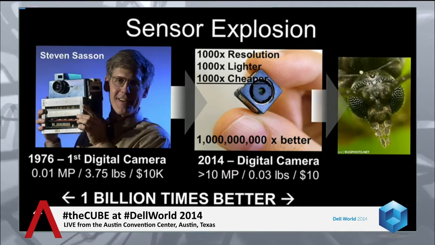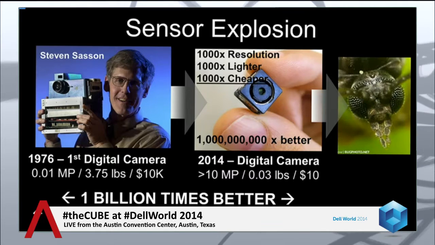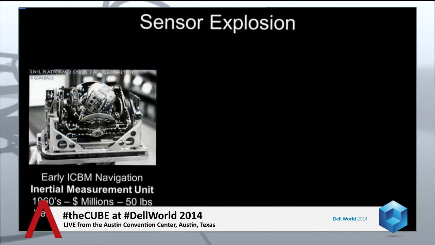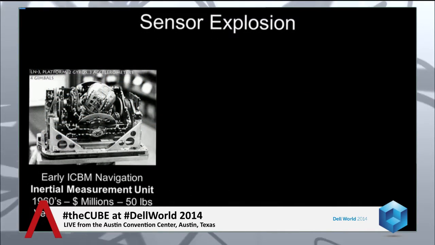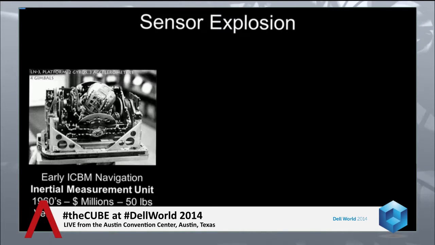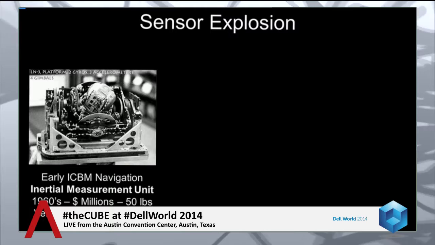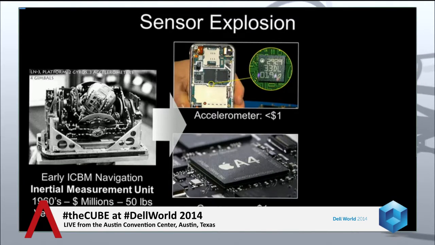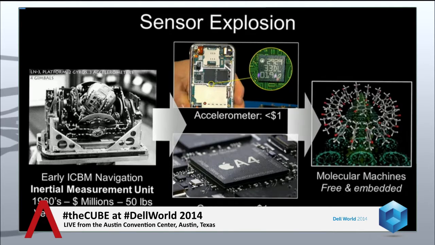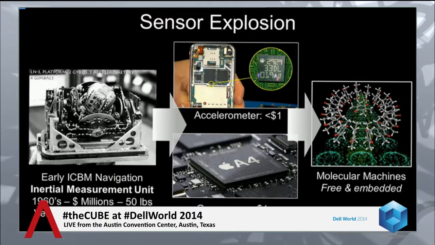Maybe it will be sort of high-definition insect eyes woven into the fabric of your clothing, or in microdrones in the air or on the walls. Whatever it is, it's the march of technology continuing. This is the first inertial measurement unit that got us to orbit, got us to the moon. You know, able to tell velocity and acceleration. Of course, where it is today is, you know, under a buck on your phone. And where it's going is molecular machinery, again, woven into everything that's manufactured.